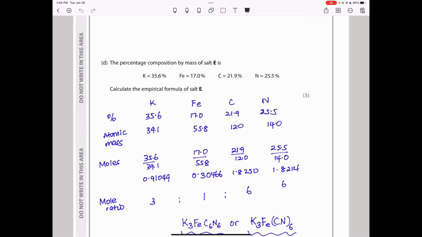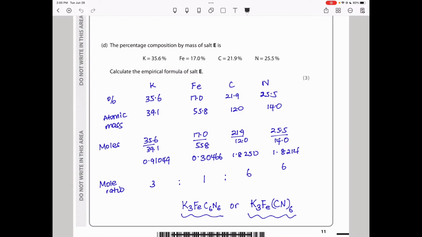You do not have to put the atomic mass if you want, but if you're trying to save time, just go straight to finding the number of moles. So the number of moles should be 35.6 over 39.1, and so on. We need to divide the percentage by mass. You divide it by the atomic mass of each of the elements, each of the atoms you're working with. And then in the end, I found the number of moles of each as here.